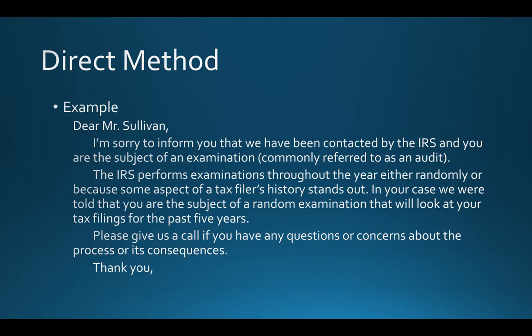The IRS performs examinations throughout the year, either randomly or because some aspect of a tax filer's history stands out. In your case, we were told that you are the subject of a random examination that will look at your tax filings over the past 5 years. Please give us a call if you have any questions or concerns about the process or its consequences. Thank you. So here's a bad news letter. The bad news is that somebody is getting audited. That's set up in the very first paragraph. The reason why they're getting audited is in the second paragraph, and that's really about all it says.